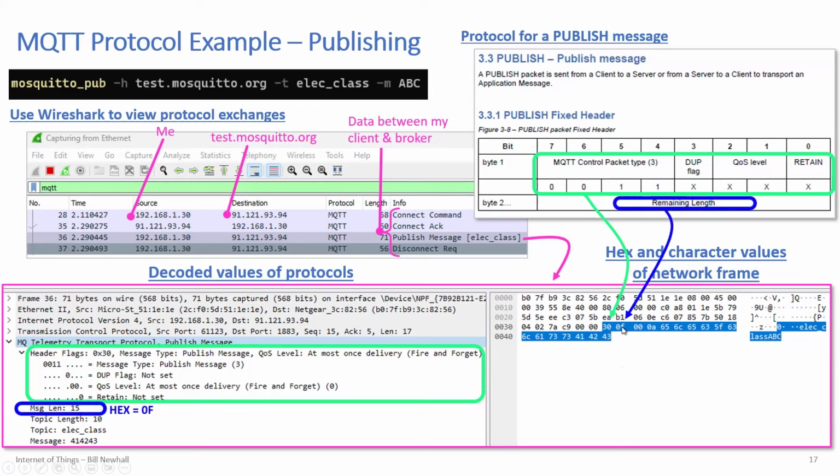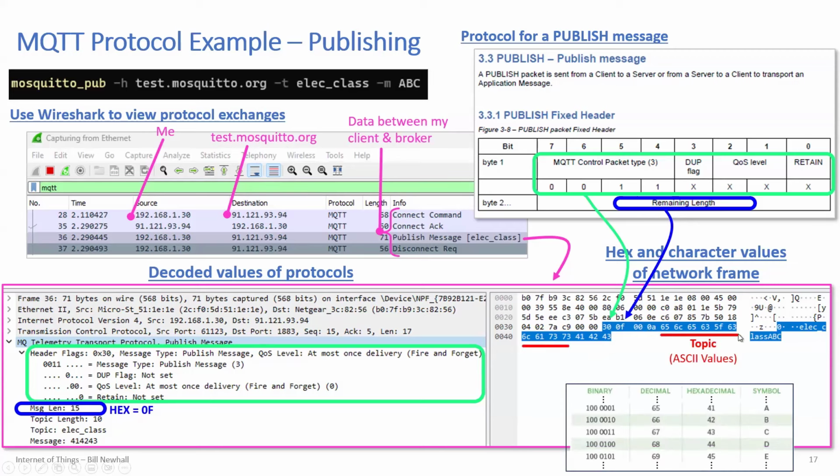And then 0F is the remaining length. F is a hex 15, right? Or decimal 15. Hex F is a decimal 15. And so those are the remaining bytes here. So the topic, which here is elec underscore class, is specified here. These are ASCII values, right? ASCII values are a way to represent characters in a byte. And then here's the message, ABC, in ASCII values.